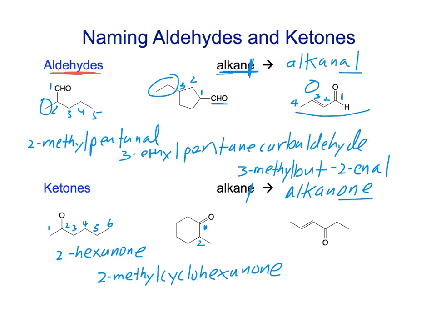If we have a double bond in the structure, we do the same as we did above. The ketone takes priority, so it gets the lower number. So if we numbered this from left to right, the ketone would be at 4. Even though the double bond would only be at 2, we're going to number it from right to left because that puts the ketone at 3. So we're going to number it this way.